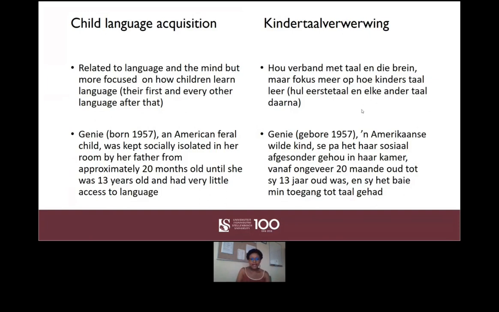And one very popular case study was Jeannie. In America, she was born in 1957, and she was kept in isolation until she was 13 years old. Now, because of this, she was deprived of any language input. And there is a critical period hypothesis that pretty much suggests that if you haven't had that language input early enough, you will struggle to acquire language. So she was a very once-in-a-lifetime opportunity to kind of see whether or not this holds.